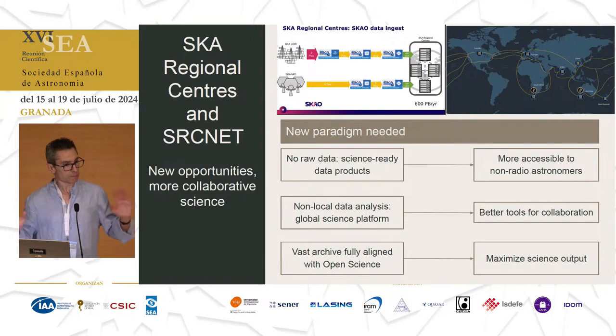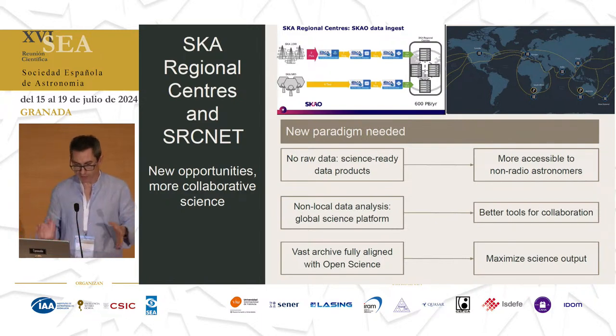We now have to change the paradigm. Probably that applies to all telescopes right now, but the data will be humongous. Every year, something like 600 petabytes will be produced. This is just unthinkable to do on any computer. So there will be no raw data available to the user. There will be science-ready data products provided to the users. There will be no local data analysis. It will be impossible. So it will be done in the so-called SKA regional centers. And the vast archive that will be available will also be in those centers.